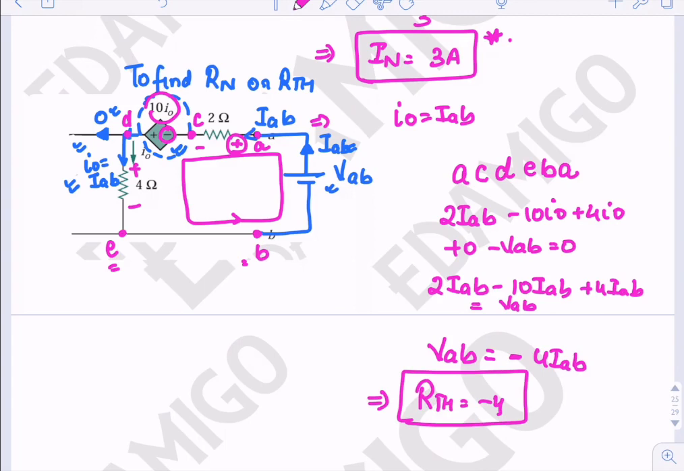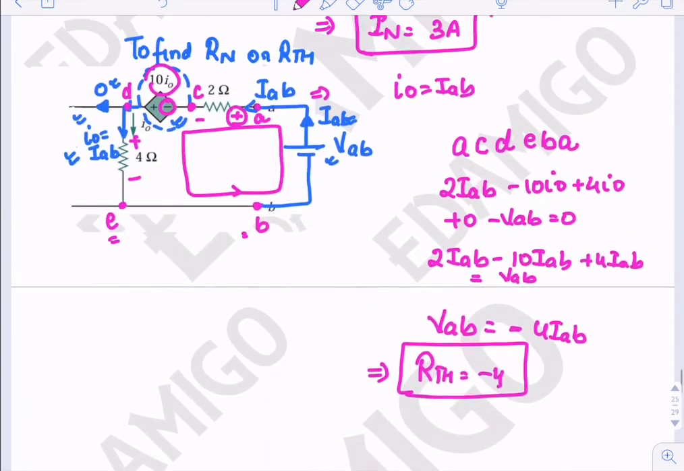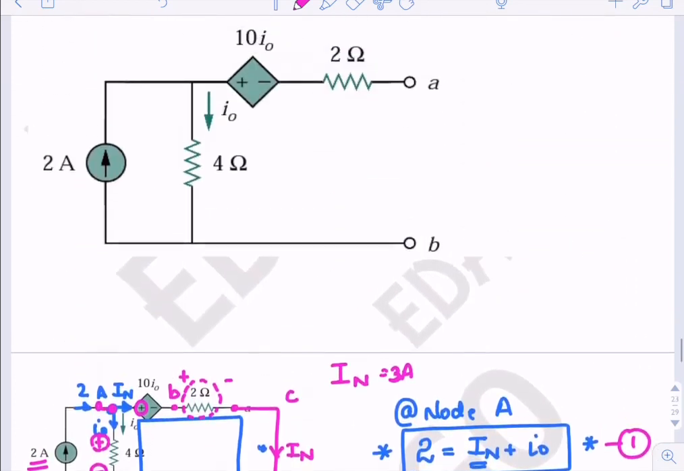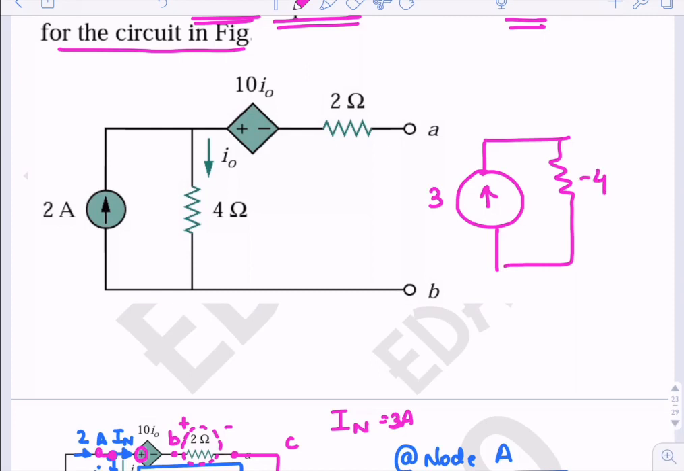That is, there is a negative resistance case. Since IN is equal to 3 and RTH equals minus 4, the equivalent is 3 amperes with minus 4 ohms. Okay, so this is the equivalent of the circuit.